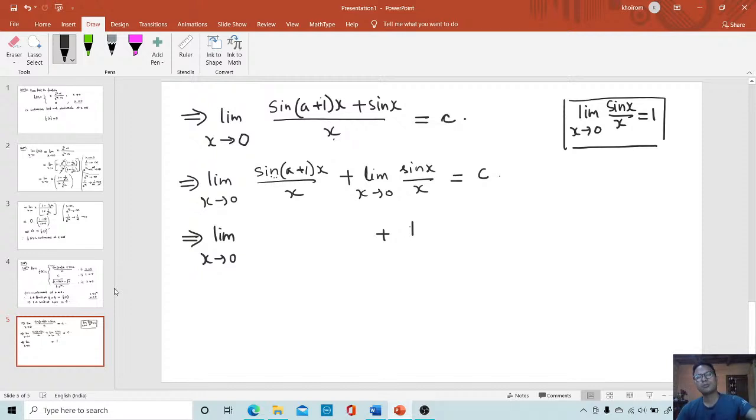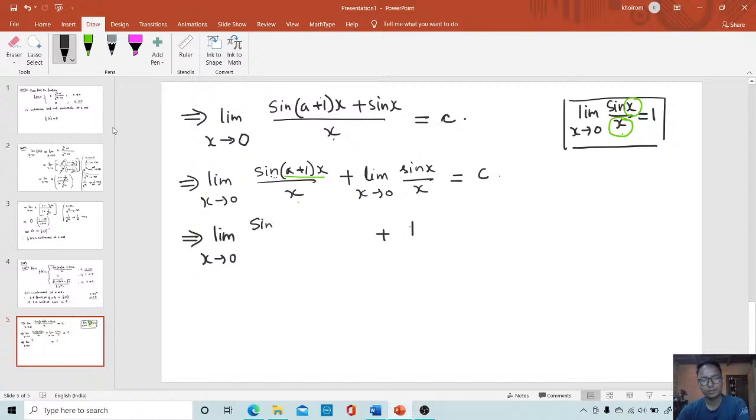Because it is in a plus 1, and it is in x. Other than that, what we have to do is use the formula, sin(x) by x, sin(x) by x. We need a plus 1 x in the denominator, and x times a plus 1 is needed.